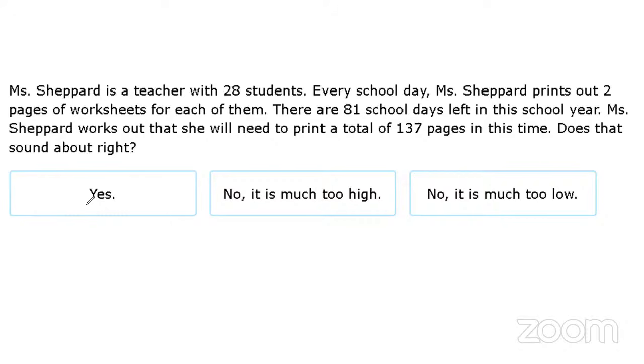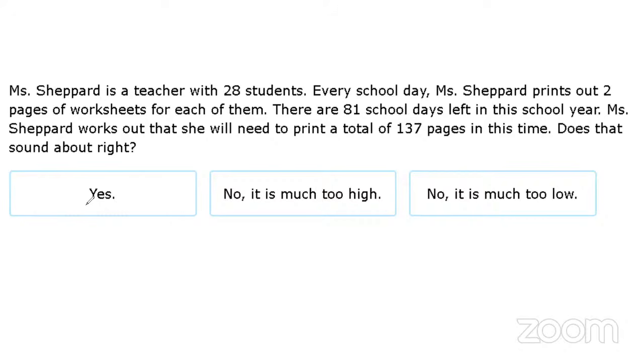All right. So Michaela says you would multiply 28 by 2 to get 56 because there are 28 students, and she prints 2 daily. Multiply 81 by 56 to get 4,536 papers. So she picks C. All right, and I like your explanation, Michaela.